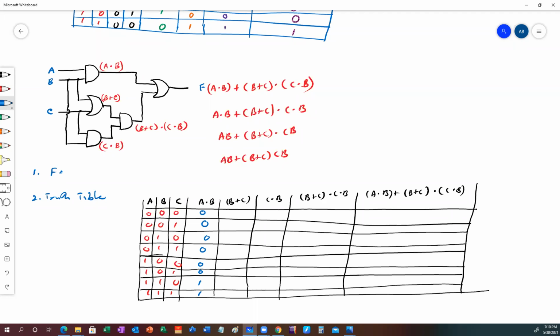Then B and C, B O C, 0, 1, 1, 1, 0, 1, 1, 1.